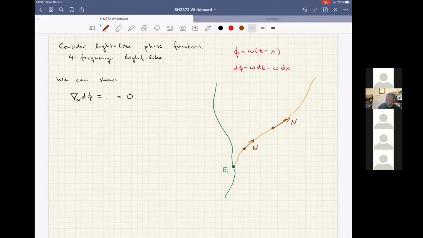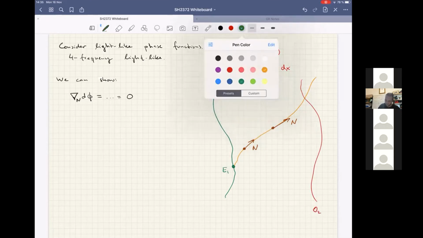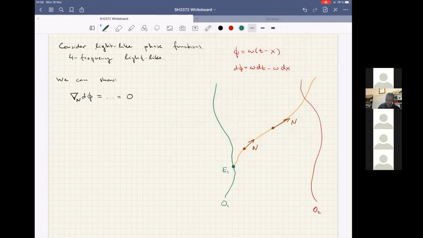And at some later point, we have another observer here. So this is O2, and we had an observer O1 here. And at this point, E2, this observer O2 receives this light pulse. So the question is now, we emit this light signal at E1 with some frequency. And the question we can ask is, what frequency will O2 observe at this event E2, when the light signal reaches him?